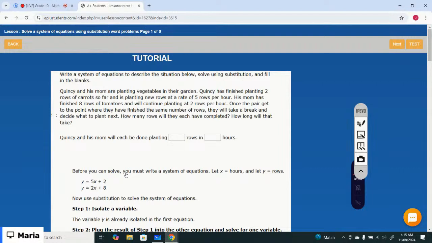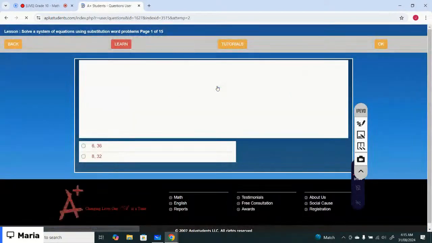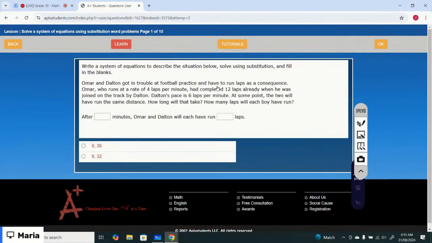So let's just start with the lesson. Okay, so write a system of equations. Let's just start with the test question, right? Here you are given the options with the equations. So let's just start with the test questions. Write a system of equations to describe the situation below. Then solve using substitution and fill in the blanks.